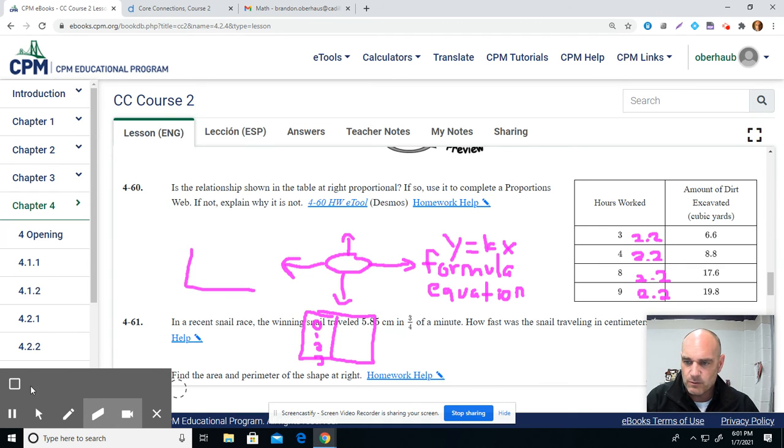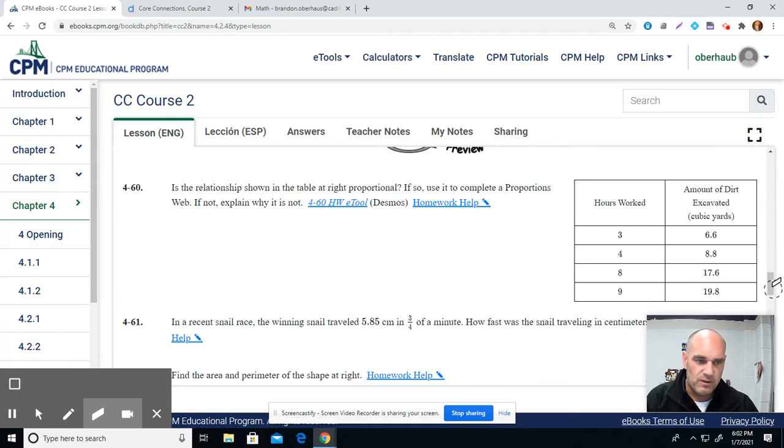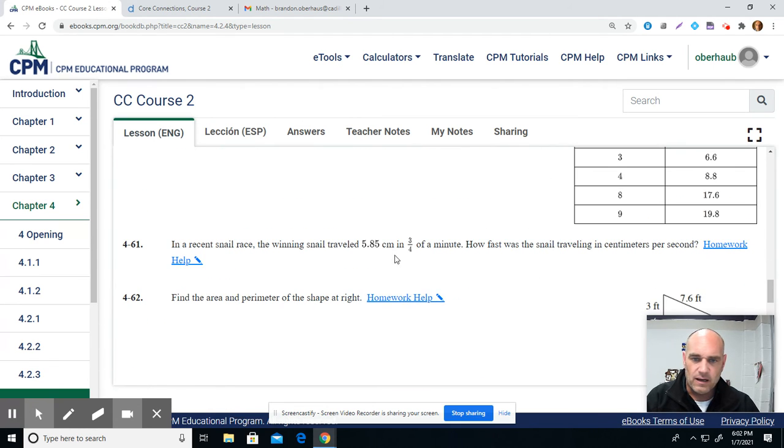Also, while I'm on here, question 61 talks about the snail race, and it's 5.85 centimeters in 3/4 of a minute. How fast will we travel in meters per second? So what you need to do first is change this into seconds. If I have 3/4 of a minute, how many seconds would that be? And then we have to find it for 1 second because it wants to say per second. All right. So hopefully that helps you out with question 60 and 61.